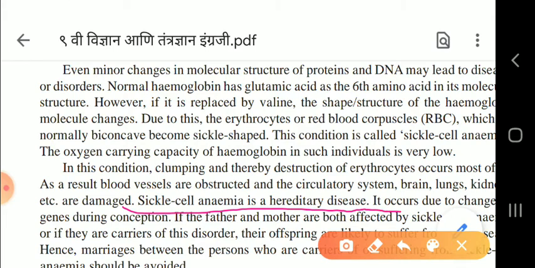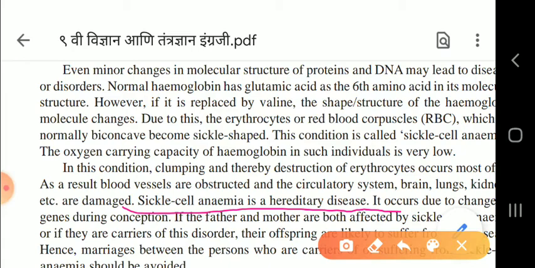It occurs due to change in the genes during conception. Conception means whenever the child is conceived. If the father and mother are both affected by sickle cell anemia, or if they are carriers of this disease, then the offspring or the children most likely will suffer from this disease. Marriage between persons who are carriers or sufferers of sickle cell anemia should be avoided.